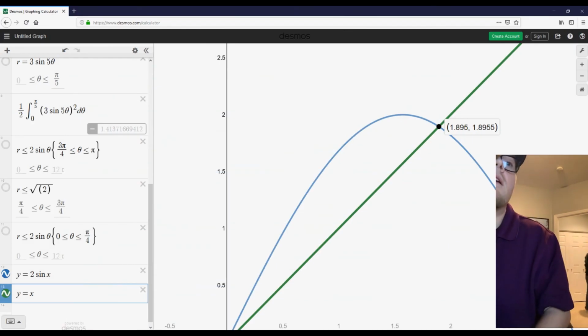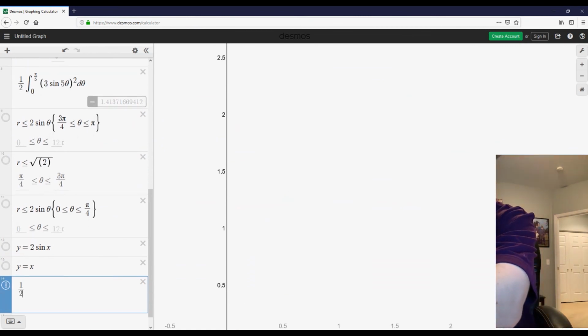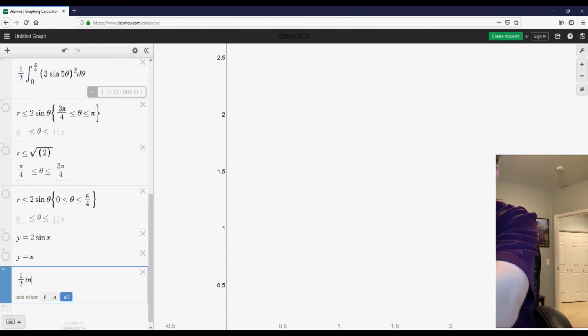So I'm going to punch this in on Desmos once again. Sorry, I keep flipping to Desmos. I feel like I'm cheating because I don't have a calculator with me. Someday I'll find it.